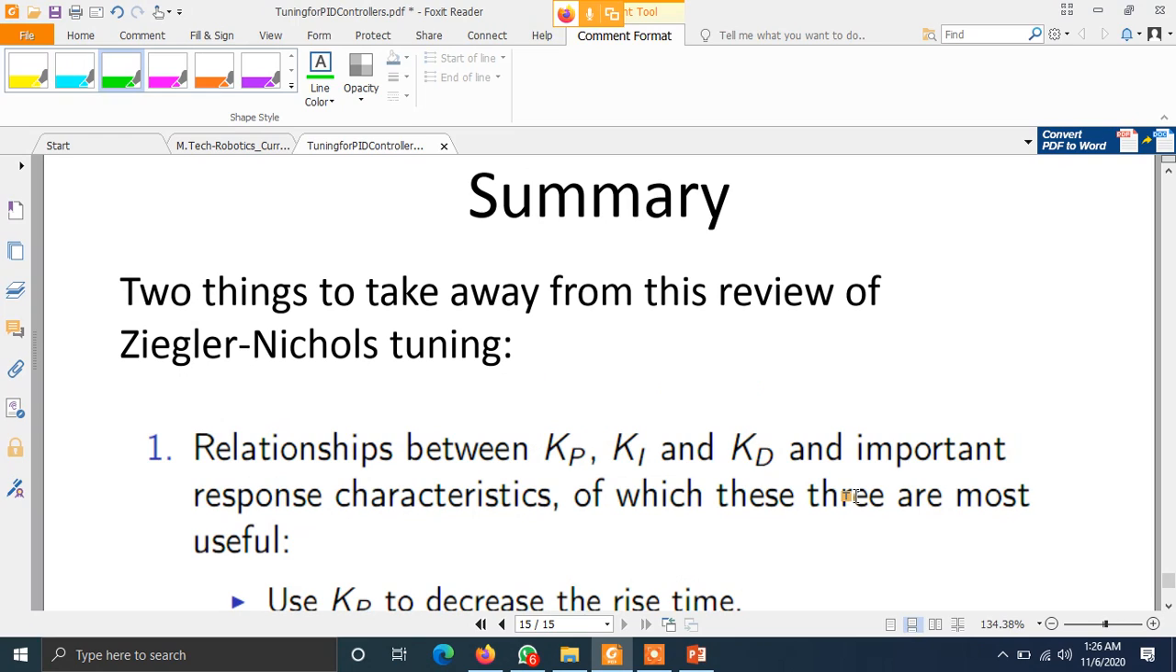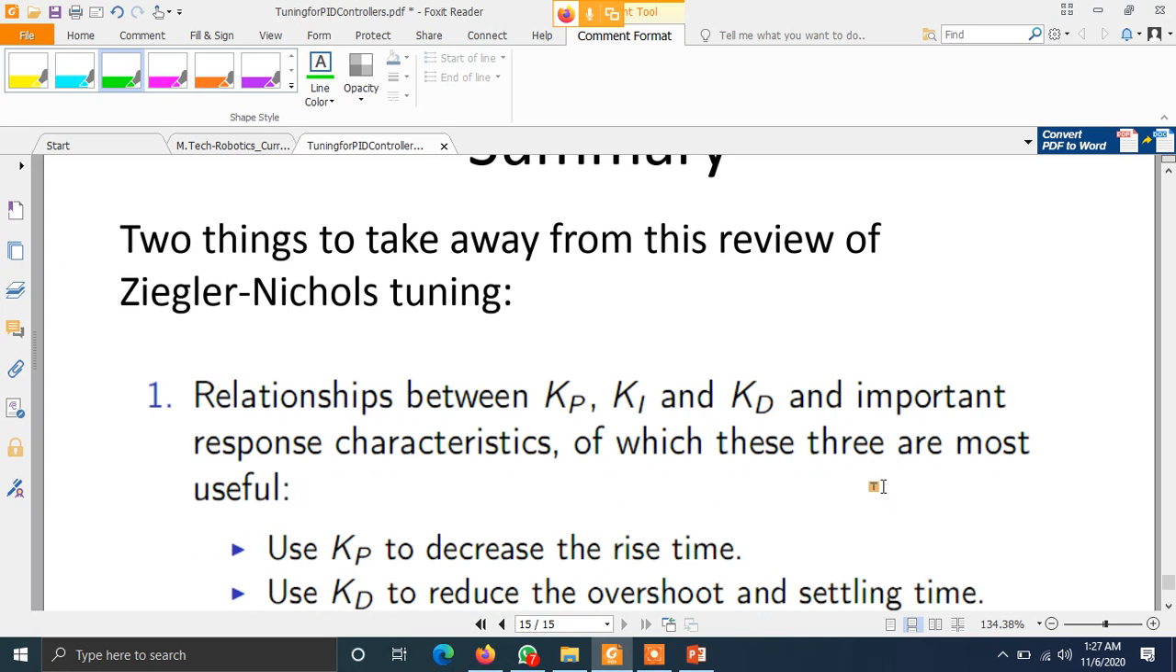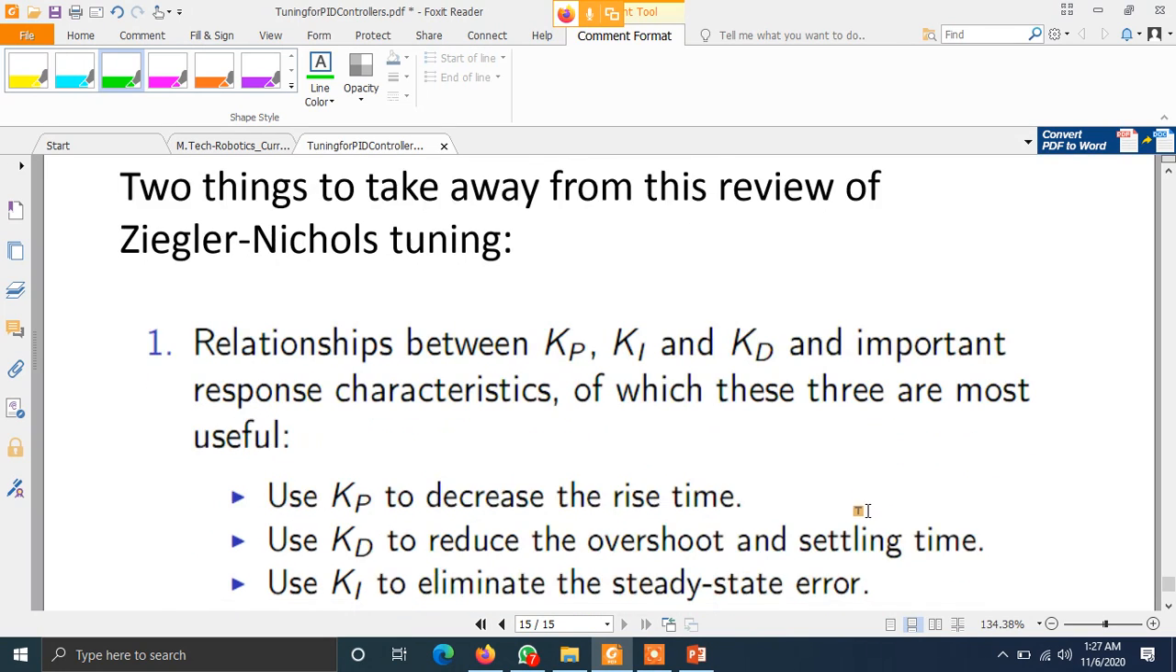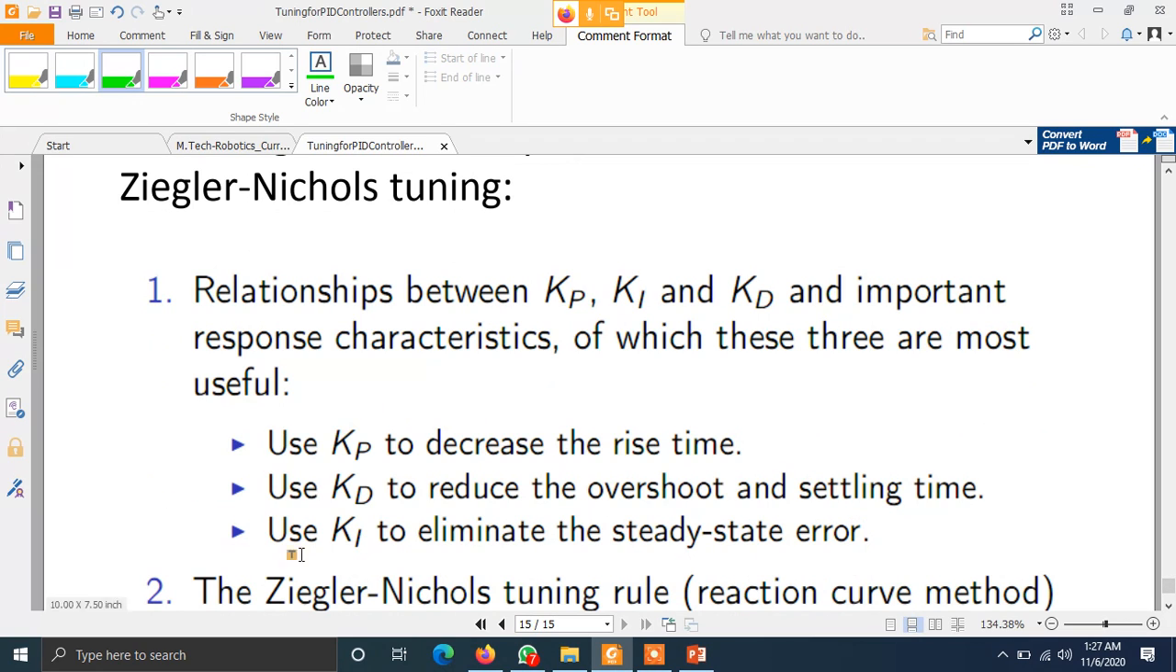Let us have a summary of whatever we have discussed till now. Two things have to be taken away as a review of this Ziegler-Nichols method. The very first thing is the relationship between Kp, Ki and Kd, and how their response characteristics vary. First, if I use Kp, I can decrease the rise time. The rise time is decreased if I am using Kp.